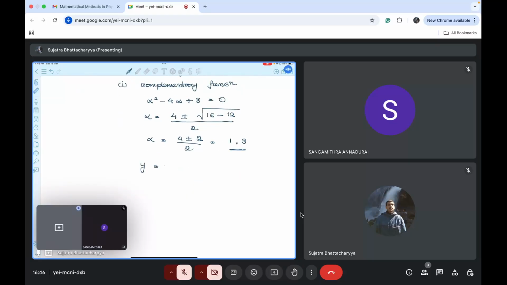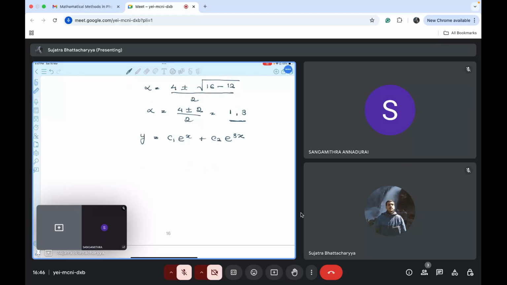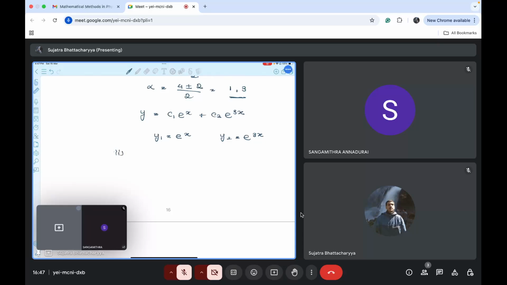Therefore, y will be equal to c1 e to the power x plus c2 e to the power 3x. So I will write y1 is equal to e to the power x and y2 is equal to e to the power 3x. Second step, calculate Green's function.